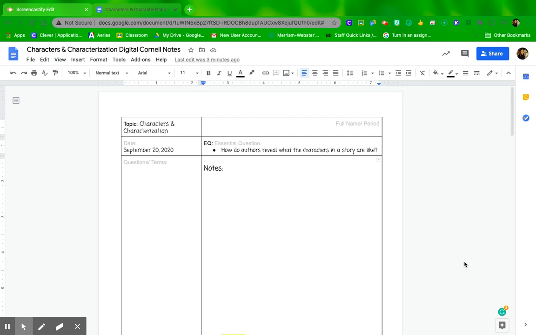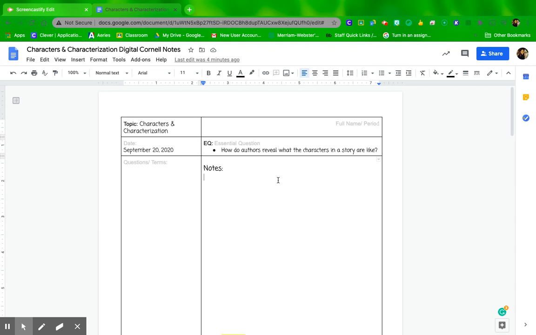To make digital Cornell notes, you're going to go ahead and use the Cornell Notes template. Make sure that you include your topic in the upper left-hand corner, the date, and the essential question. Today's essential question is, how do authors reveal what the characters in a story are like?